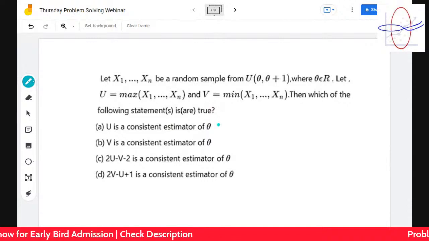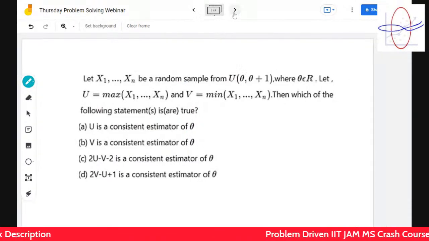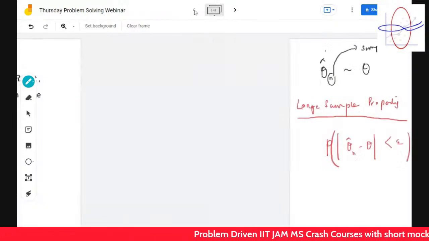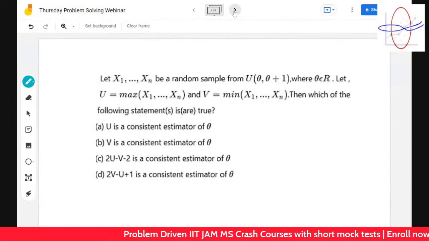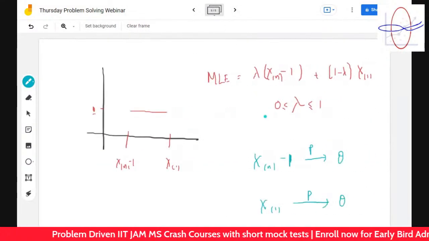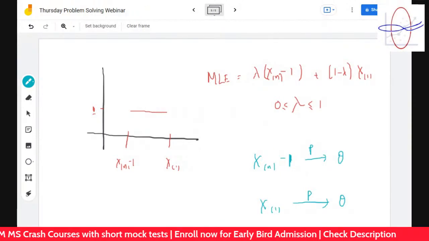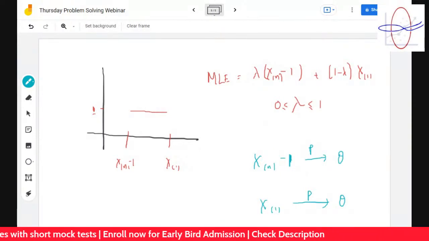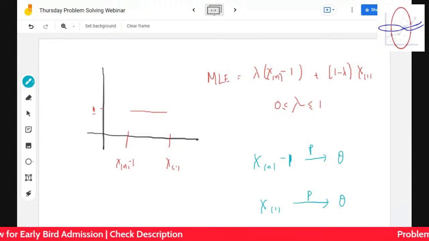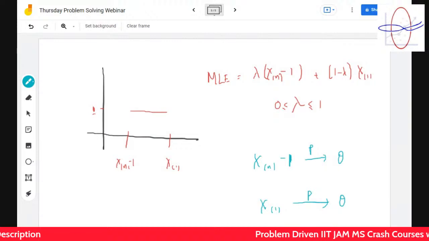And let's see. Is U a consistent estimator of theta? What do you think, guys? What is U? U is the maximum. So is the maximum a consistent estimator, guys? Tishika, what do you think? Yeah, is the maximum a consistent estimator?